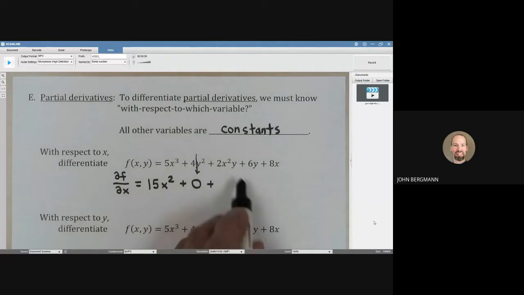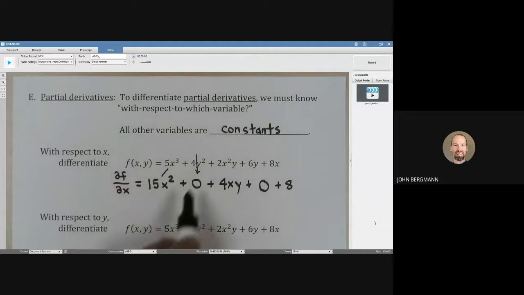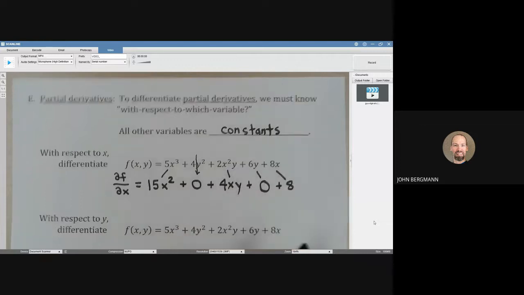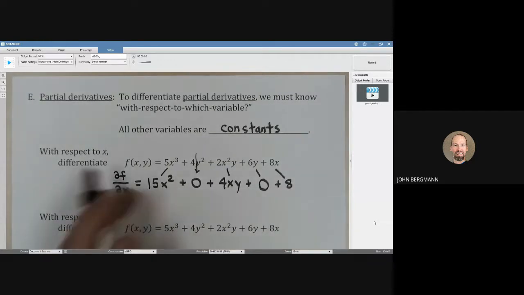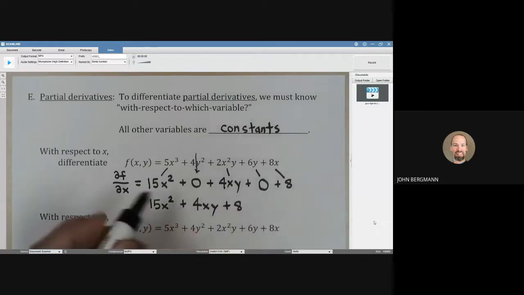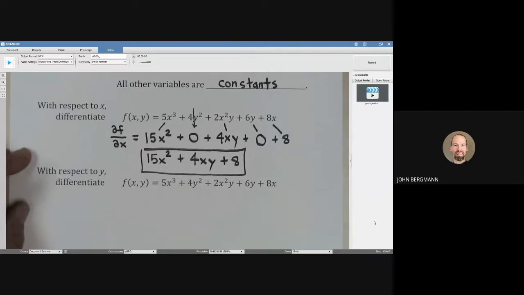So what do we have next? Y is a constant, 2 is a constant, but x is in there. So isn't this going to simplify to be 4xy? If it's 6y, that's just going to be 0, and then we're going to have 8. So that differentiates to that. Y is a constant there. That differentiates to that. Your final answer here, if you want to leave the zeros off, would be 15x squared plus 4xy plus 8.